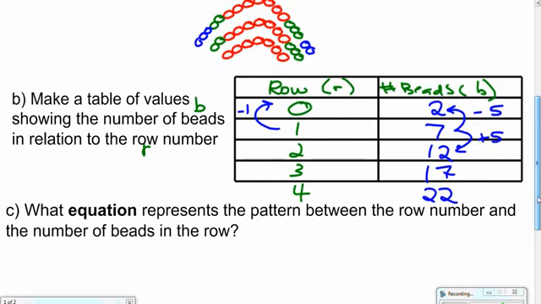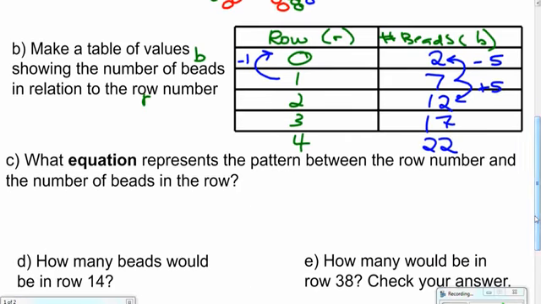Now it says which equation represents the pattern between the row number and the number of beads. Well, whatever we are increasing by is our coefficient. So we are going 5 times the row number. And then we look to row 0 to tell us what the constant is.